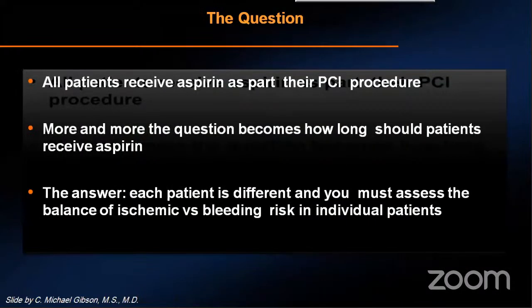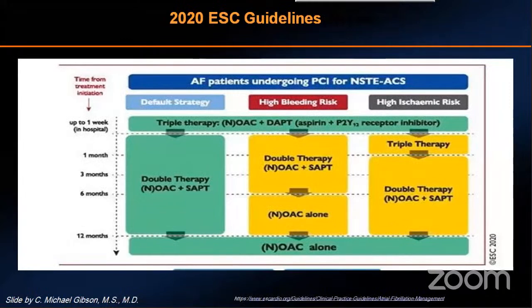This is a summary of the plan in atrial fibrillation patients undergoing PCI in acute coronary syndrome. The default management recommends triple therapy: NOAC plus dual antiplatelet therapy, aspirin plus a P2Y12 receptor inhibitor, clopidogrel or Plavix, for 1 week, then double therapy until 12 months. In case of high bleeding risk, we use triple therapy for 1 month and then double therapy for 6 months, and then complete with NOAC alone for the other 6 months. And triple therapy for 1 month in patients at high ischemic risk, and continue for 12 months with double therapy, NOAC and a single antiplatelet.